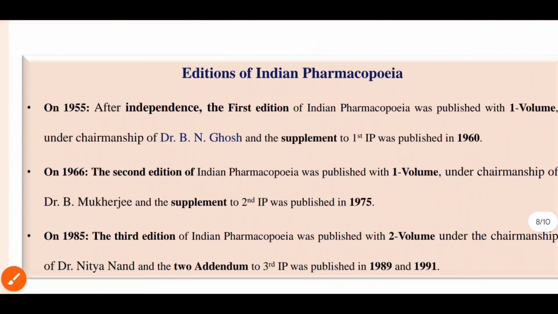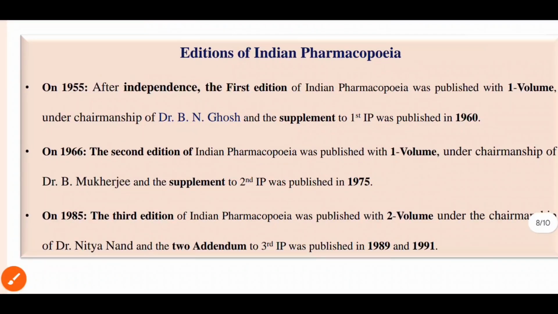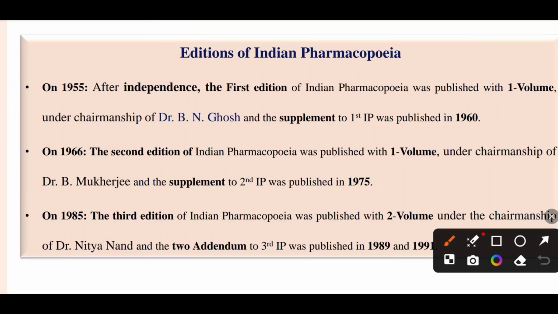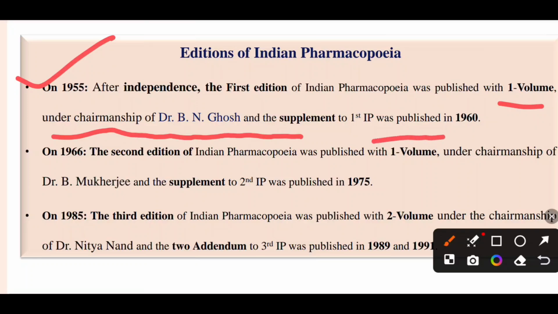Clear? And the next one is the Indian Pharmacopoeia. So first I will discuss the Indian Pharmacopoeia. All of you know, in 1955, the first edition of the Indian Pharmacopoeia was established with volume 1 under the chairmanship of Dr. B.N. Ghosh, and the supplement was published in 1960. Clear?